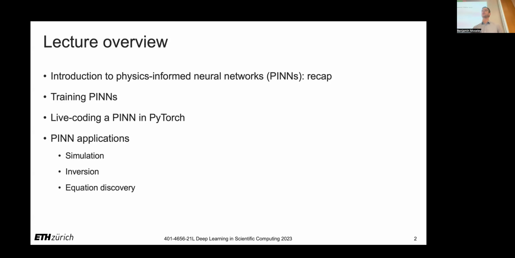In particular, PyTorch. And then I'm going to talk about some of the really nice applications that we can use physics-informed neural networks for. And I'm going to hopefully show you that as well as simulation, we can also use PINNs for inverse problems and equation discovery as well. So they're a very versatile technique.